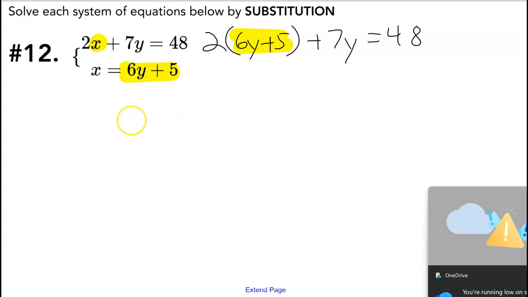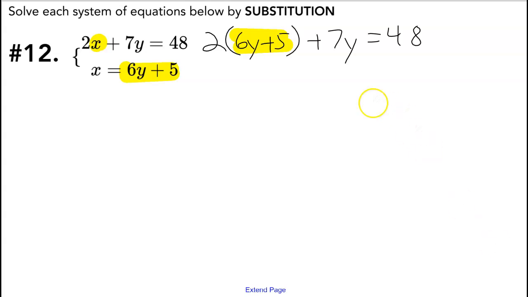So here, I wrote out 2x plus 7y is equal to 48. And I plugged in the x, 6y plus 5. So instead of solving for x on this one, I'm going to solve for y, because they give me x. Now I'm going to distribute this 2 times 6 and 2 times 5.